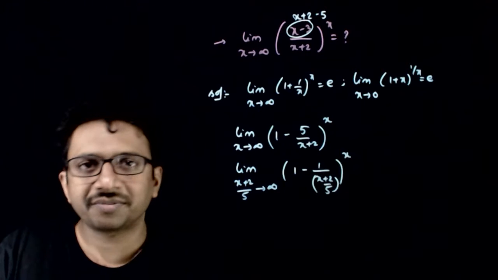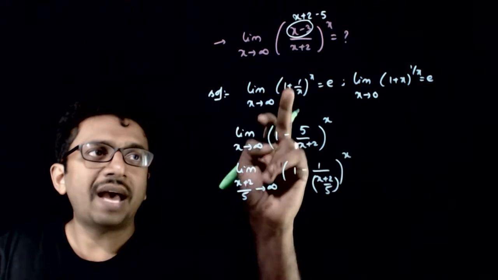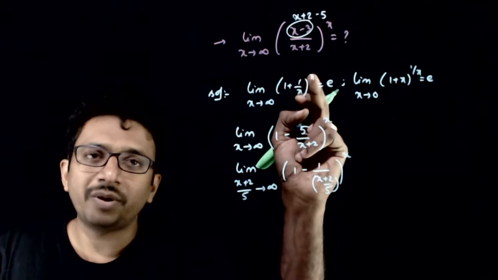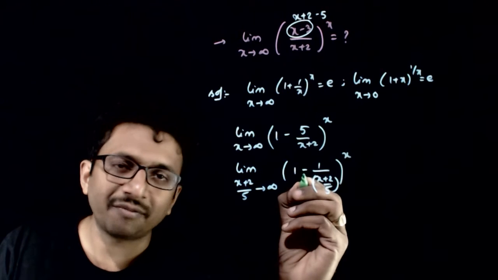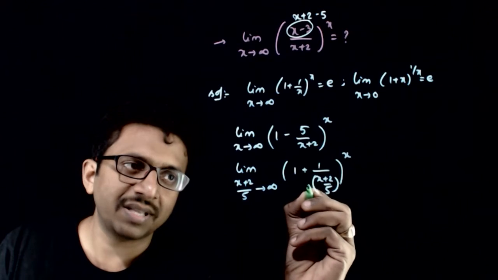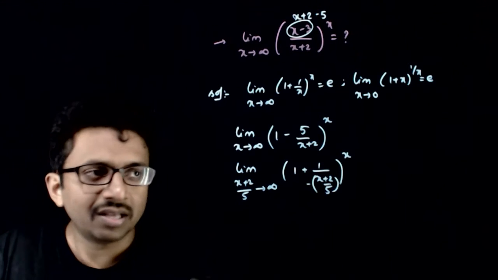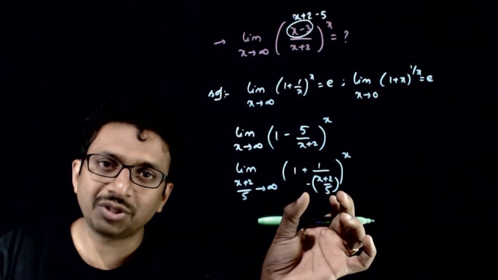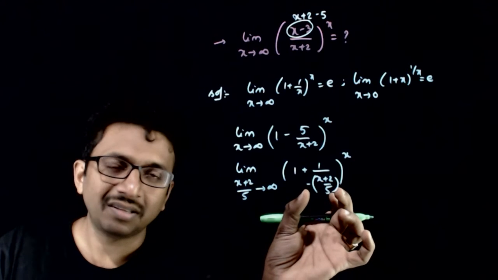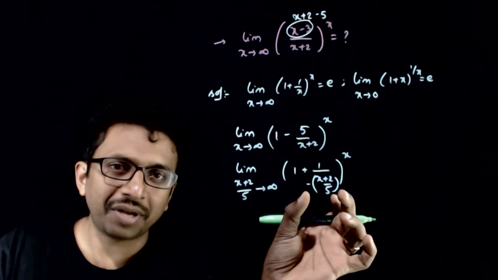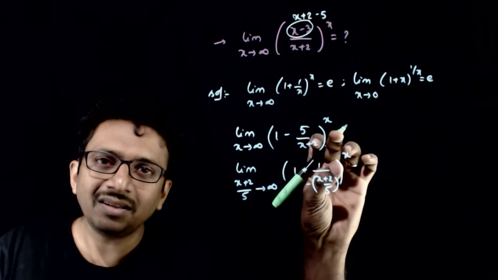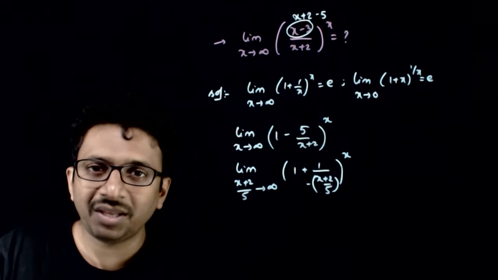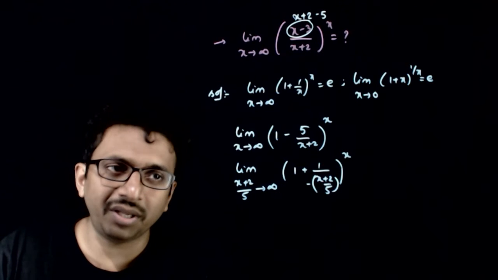Whole power x. So if you have (1 plus 1 by x) whole power x, you have e. But here you have minus. So I'll take this as plus and I'll take a minus here. So this also tends to minus infinity, right? So you should have exactly the same thing in the power. Then the value of the limit will be equal to e.